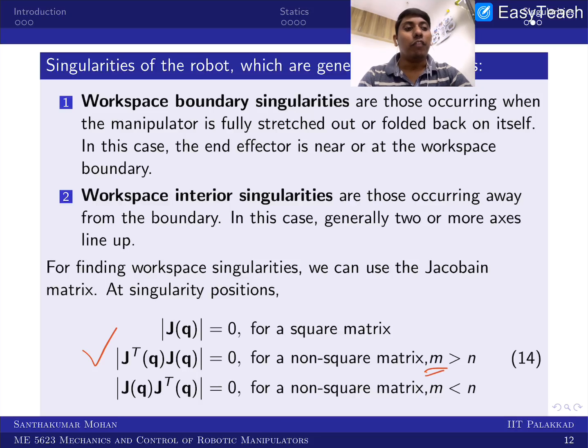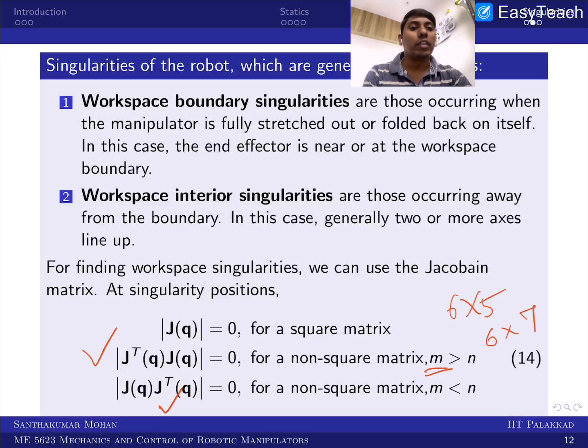In the sense, if you have 6 as your operational space variables and 5 as your joint space variables, then the 5 cross 5 matrix is J transpose into J. You take that determinant and find the singularity points. Whereas if it is the other way around, you have 6 but 7 variables, then you take it the other way around. You substitute that determinant equal to 0, and you can find the singular positions.